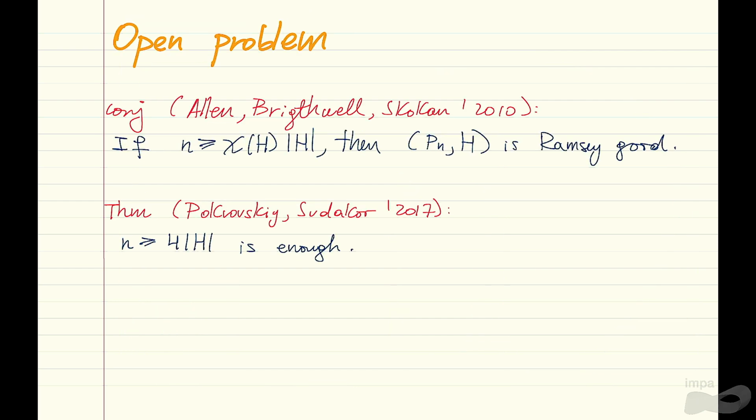And to finish, let me finish with an open problem. I mentioned this in the open problem session, but many of the students weren't there. 15 years ago, Allen, Brightwell, and Skokan made this very beautiful conjecture that paths are Ramsey good as long as the length of the path is at least chromatic number of H times the size of H. Pokrovskiy and Sudakov proved this conjecture in a strong form for graphs with chromatic number at least 4.